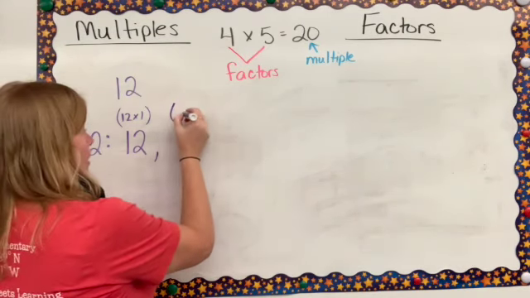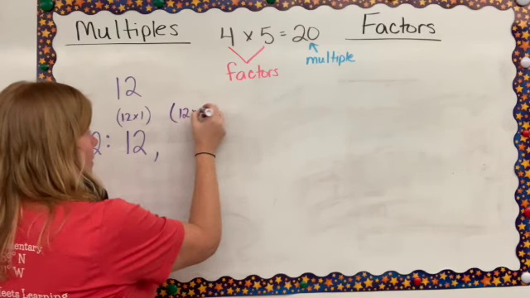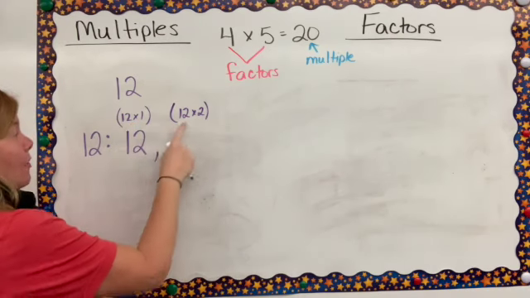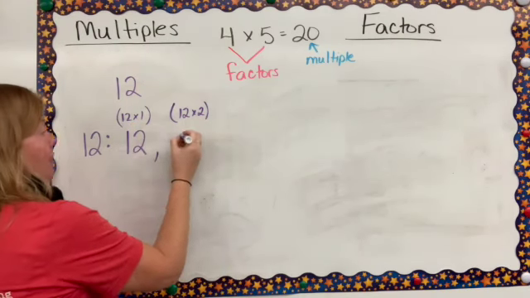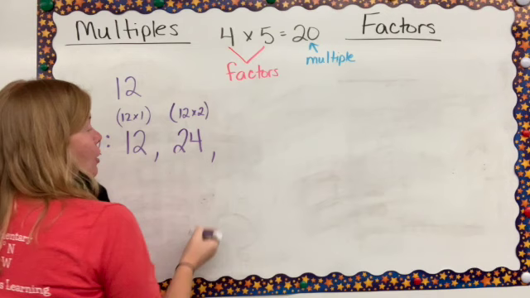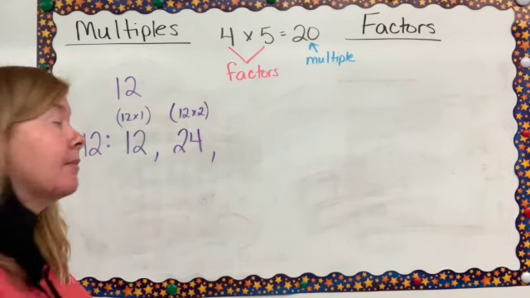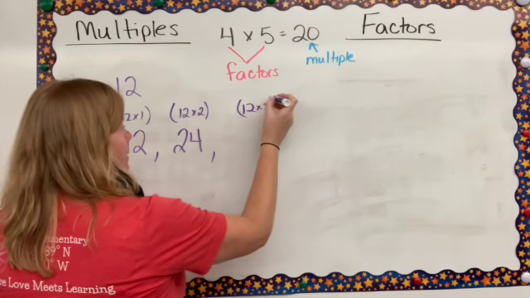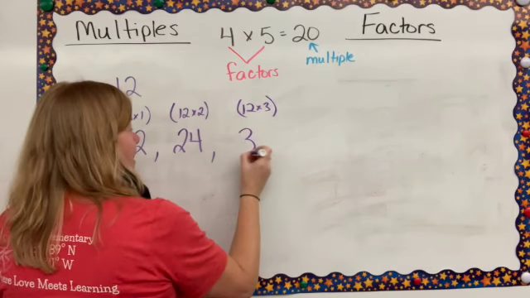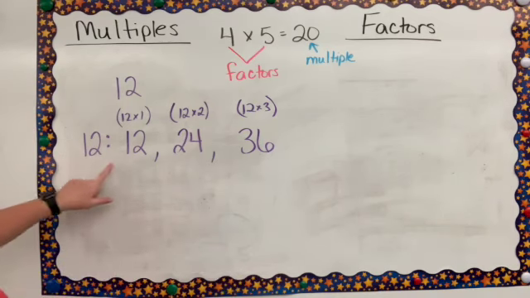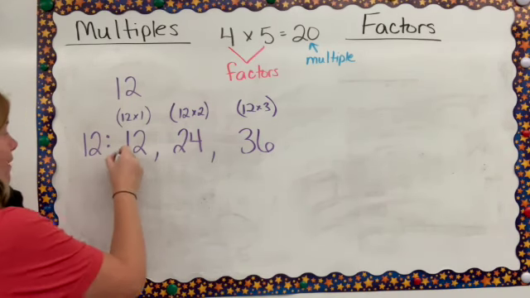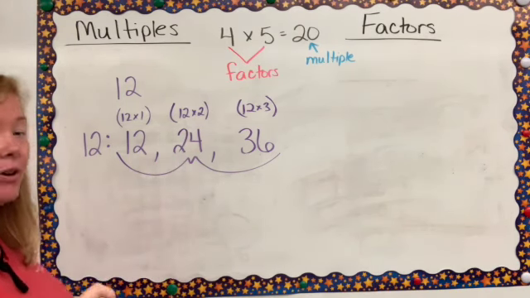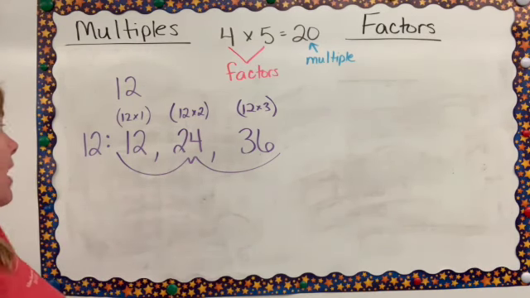And if you don't want to skip count, but you know your multiplication facts, you can say, well, if 12 times 1 is 12, what's 12 times 2? Oh yeah, 24. What's my third one? 12 times 3 is perfect, 36. So my first 3 multiples are 12, 24, and 36. Looking good in the neighborhood.